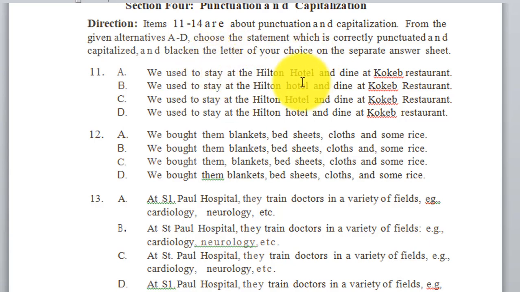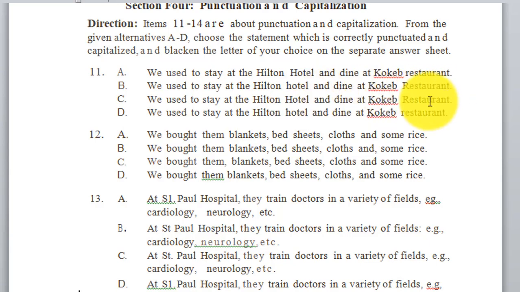Hilton Hotel and dinner at Kokab restaurant. The problem is these nouns are written in capital letter. Kokab is written in capital letter but restaurant is in small letter, so that's wrong here. Hilton hotel is in small letter and this capital letter is also true, but the problem is hotel can be written as small letters, so it cannot be written here. Hilton Hotel, both are capitalized.